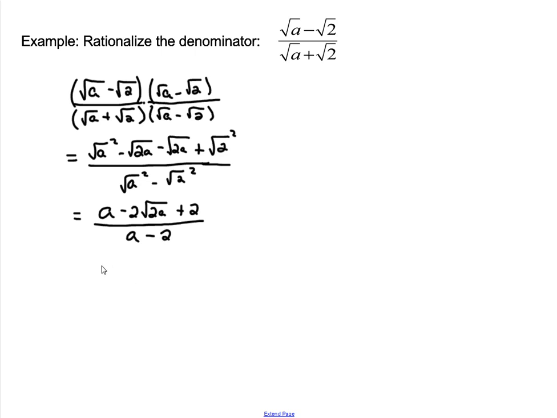Now, honestly, there's nothing else we can do with this expression. This is about as reduced as it's going to get. There are no common factors in the numerator and denominator. We can't cancel out the a's, or we can't cancel out the 2's because they're part of separate terms, and you can only cancel common factors, not terms.